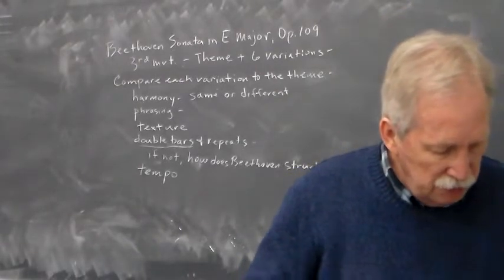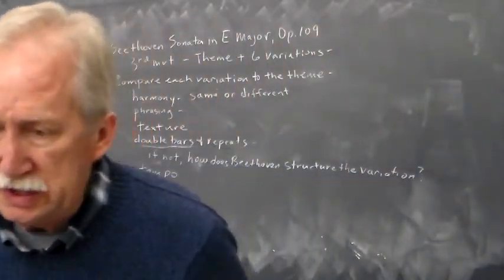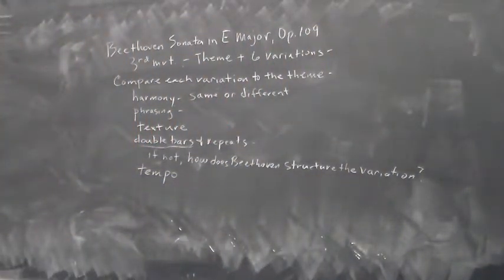So, if we look for just a second at variation 1, because that's one of the ones you're not going to look at. It's not one of the ones I'll ask you on the final, but you should know what happens here. Basically, the theme is in the middle of the keyboard, and he's going to expand the range in this first variation.